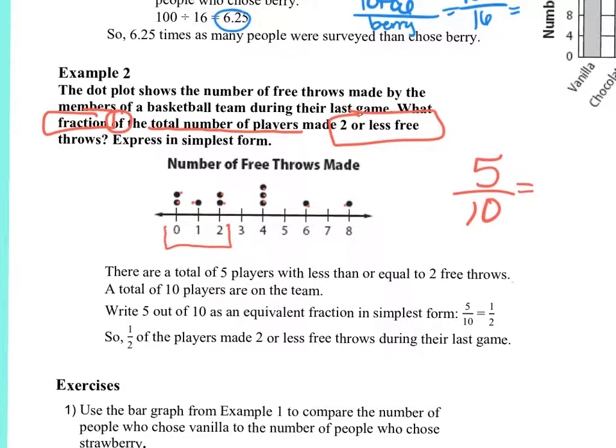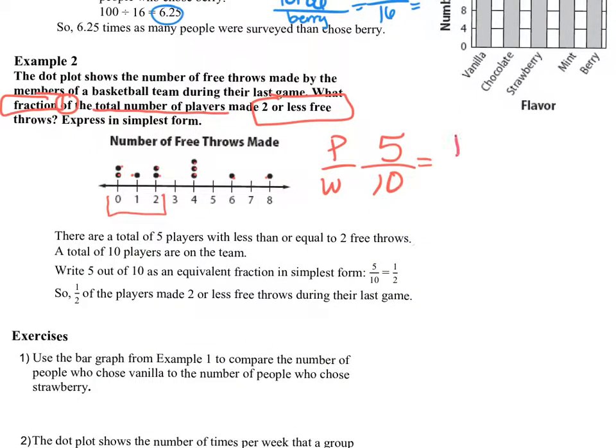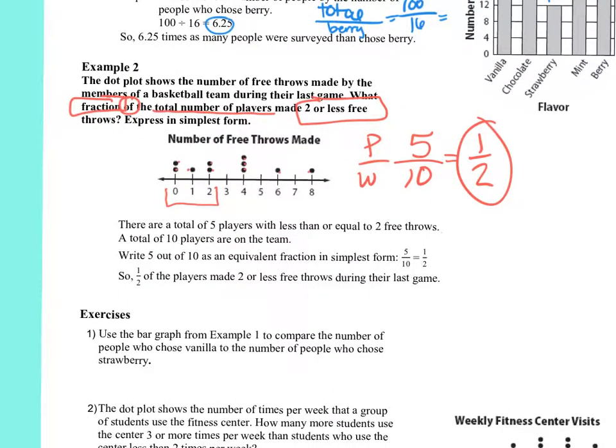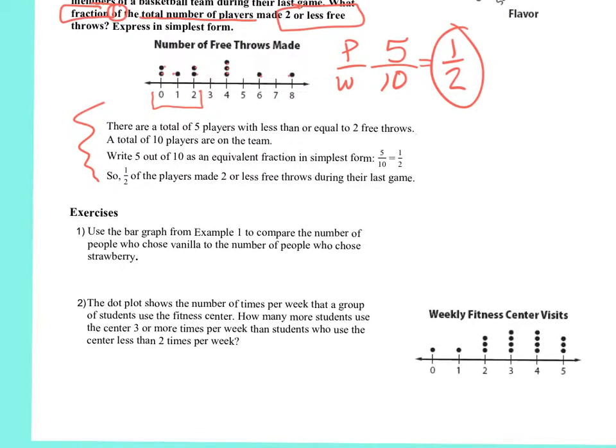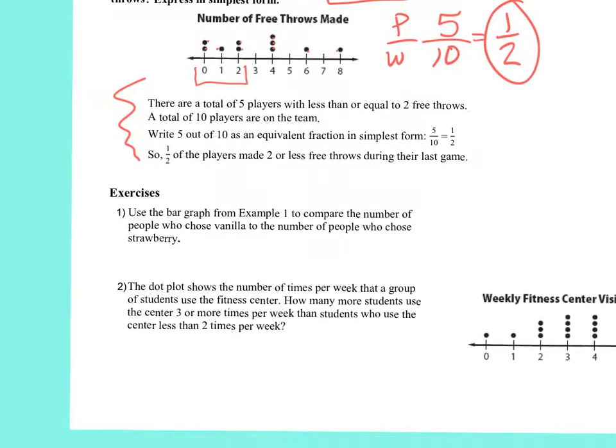So it told us to make a fraction. That's what we did. Part to whole, and we're going to reduce it down as far as we can go, down to 1/2. Okay, like I said, those are already worked out for you here, but just so you guys can understand it a little bit better. The answer is just 1/2? So half of the players made 2 or less free throws during their last game.